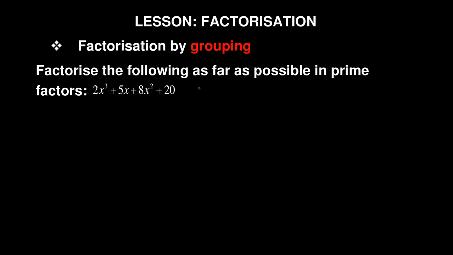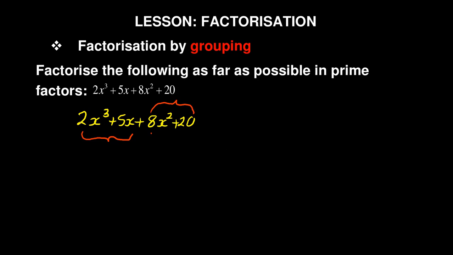Let us look at the last one again. Factorizing by grouping. It says factorize the following as far as possible. So what they gave you is 2x cubed plus 5x plus 8x squared plus 20. Now again, remember, the first thing you need to ask yourself is, what is common in the first two and what is common in the last two? So if you can do that, then it will be much easier.